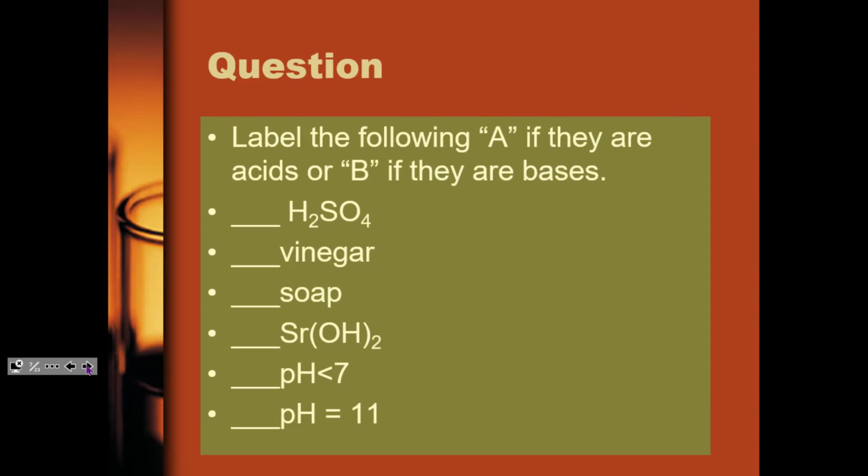Label the following: A if they're acids, or B if they're bases. First one, I see hydrogen as a part of the formula. That's an acid. We call that sulfuric acid. Vinegar, well, in our properties, vinegar was something that tasted sour or tart. And if I actually write out the formula, HC2H3O2, I'll see that I have a hydrogen there. So on two accounts, we have acid. Soap, mentioned above, slippery. That is going to be a base. That would definitely taste bitter.